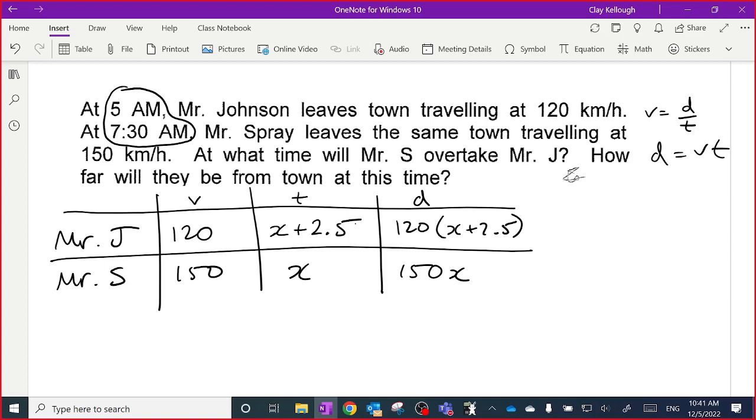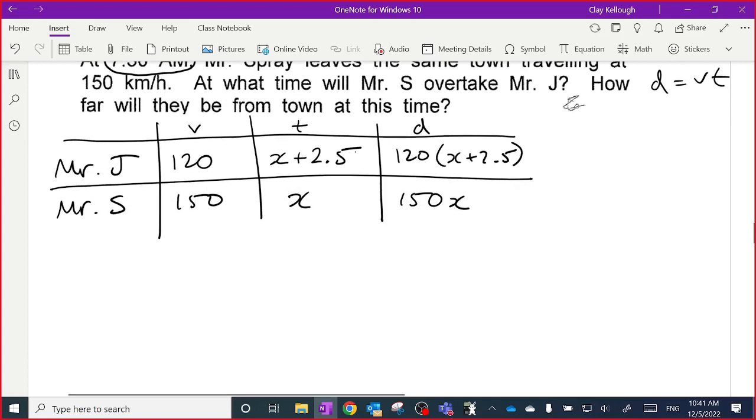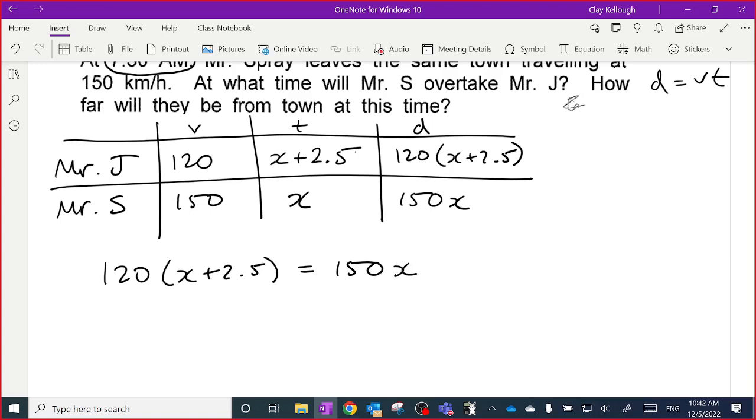So there we go. What do we know about these two distances? They're the same, right? That's what overtake means. It means that they're at the same place at the same time. So the distance for Mr. J equals the distance for Mr. S. Right? Where's the fraction? This one doesn't turn out to be fractional. I was going to say unfortunately, but actually fortunately, this one's easier.